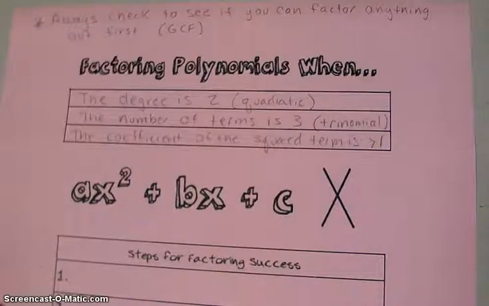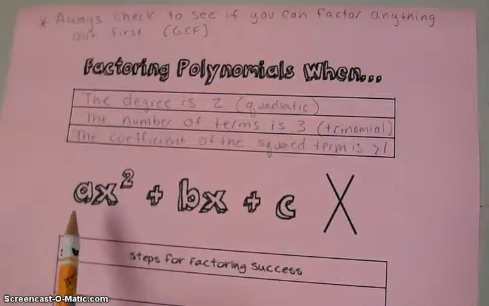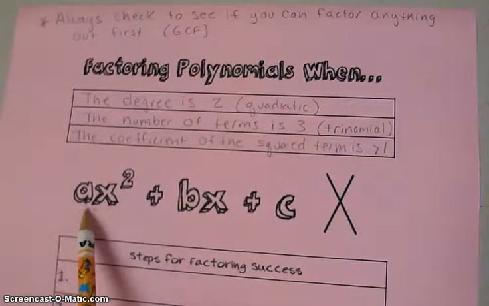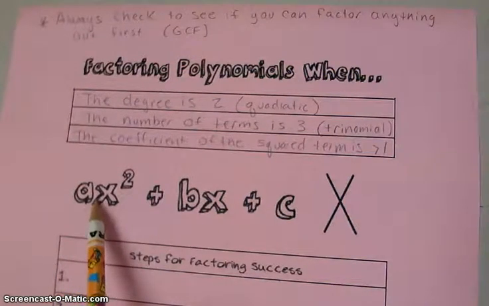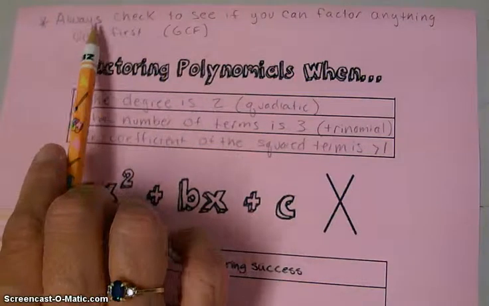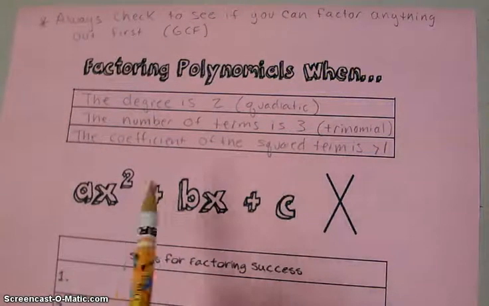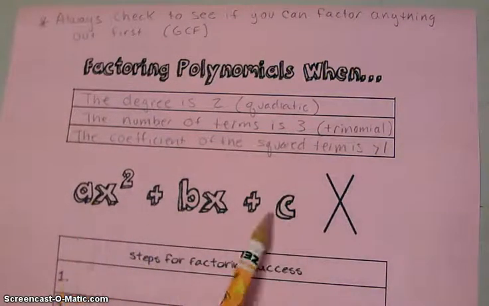Okay, class, today we're going to use another organizer, and we're going to talk about factoring again, but this time we're going to factor when we do have an A value. So when we have an A value that's not 1, the first thing we need to do is always make sure that there's not anything you can factor out first, like the greatest common factor. So you'll need to look at the 3 terms and make sure they don't have a common number that you can factor out first.